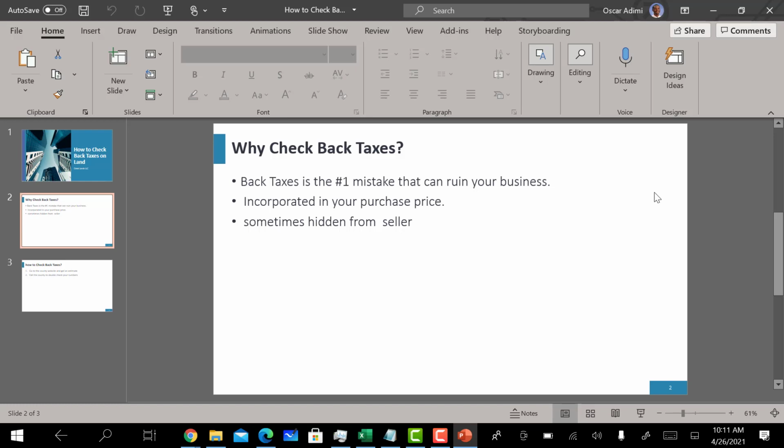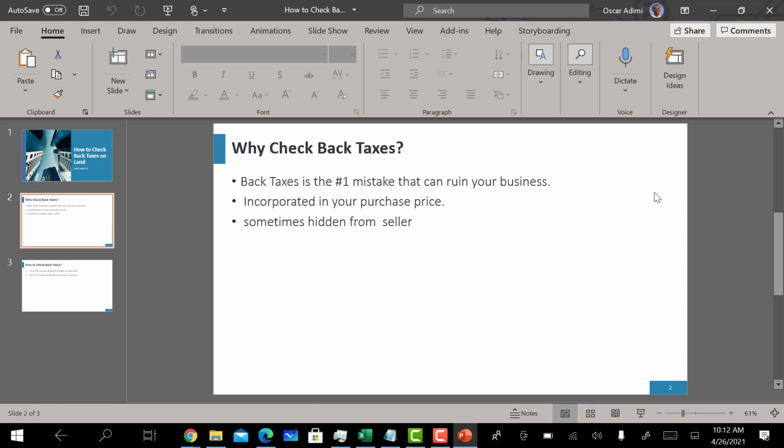There are some instances where the back taxes are way higher than the value or the assessed value of the property, which is okay. But you want to look at the profit you're going to be making, because after running your numbers, if the profit doesn't make sense, don't buy the property. That's the most important thing: you want to check the back taxes before you do anything else.